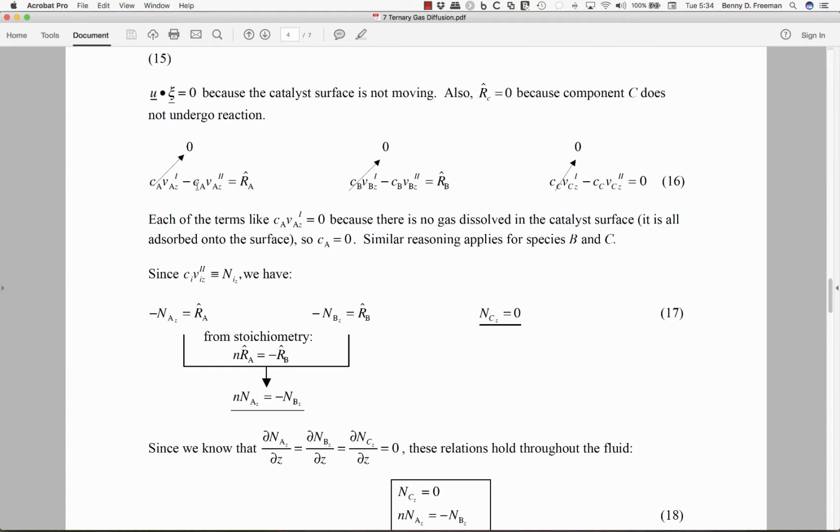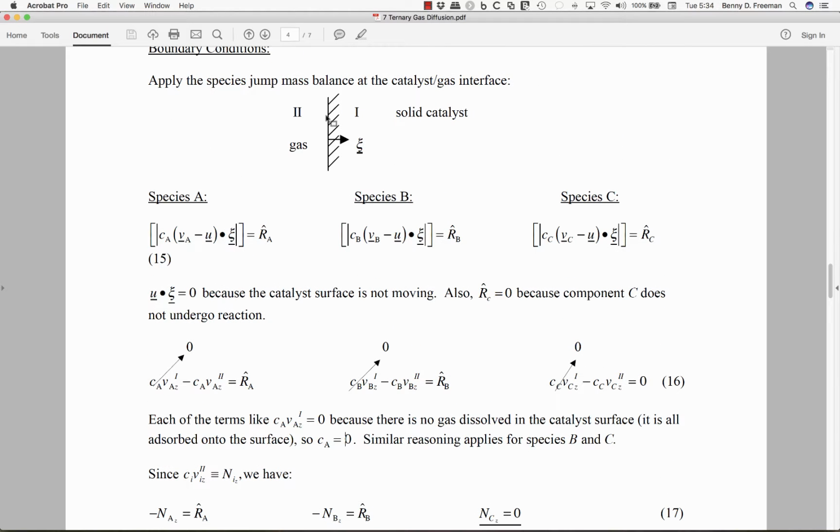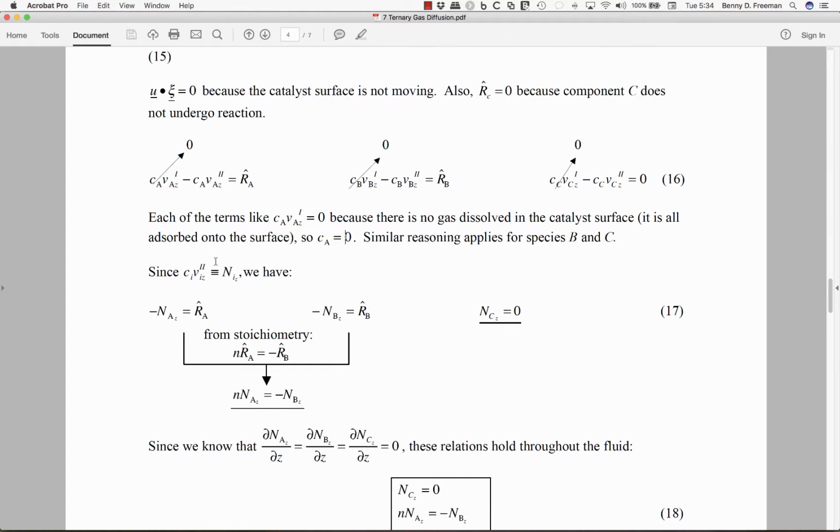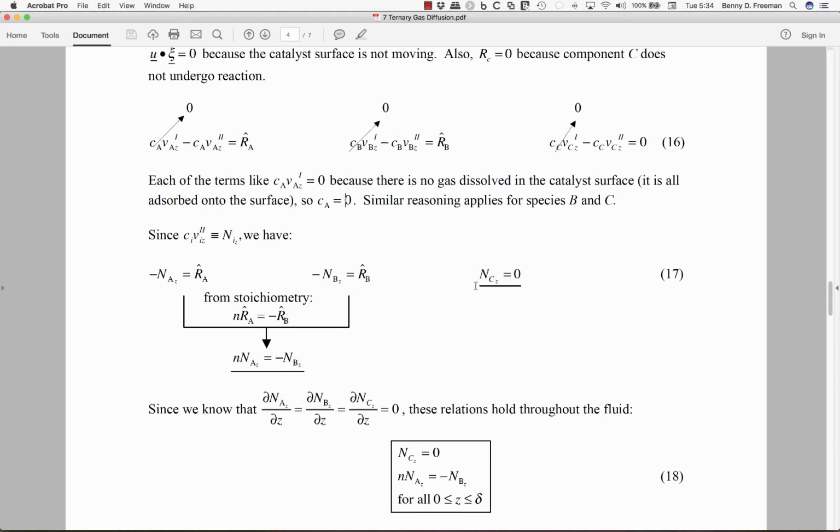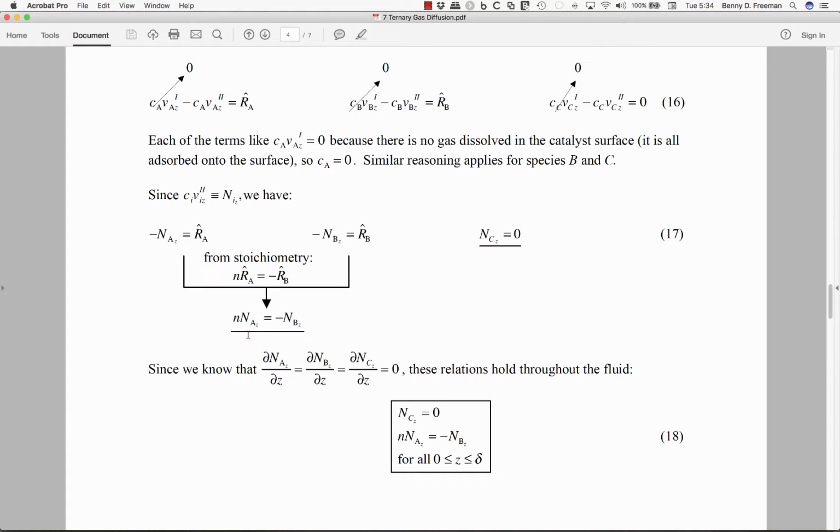The product of the concentration of a component times its velocity is by definition the molar flux of that component, and so I can write these terms C_A times v_A in the gas phase, or v_A superscript 2, as N sub A. Likewise, I can write the same thing for the flux of B and for the flux of C. And we find that the flux of C is equal to 0 at steady state, as it must be for an inert, and the fluxes of A and B are coupled by the reaction stoichiometry, and that is as A is converted to B, this sets the ratio of the fluxes of A to B.